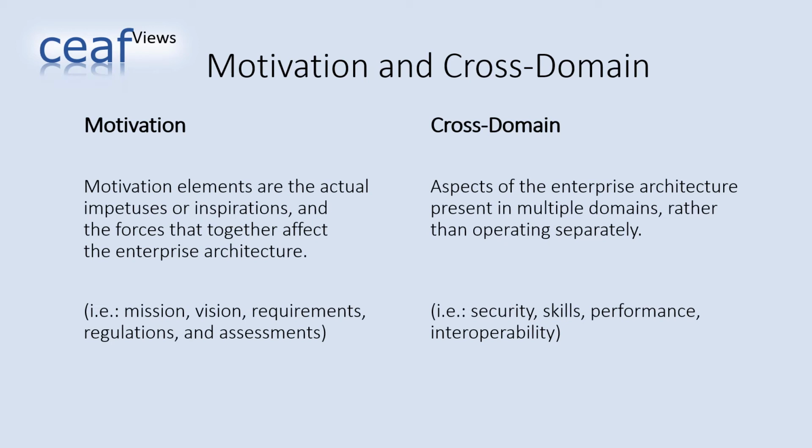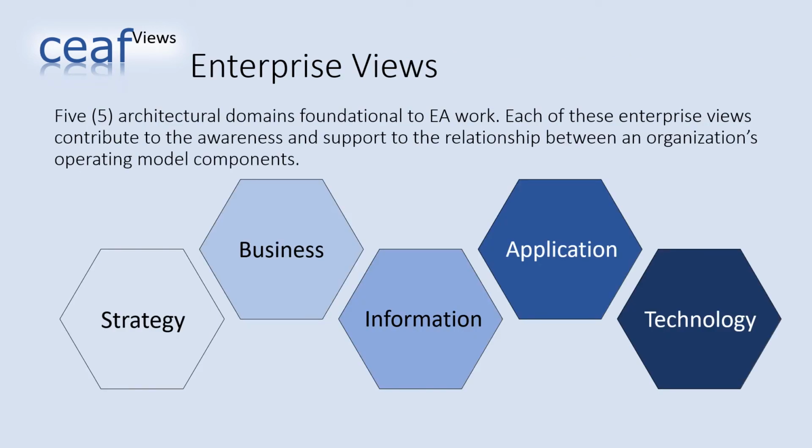There are 5 architectural domains foundational to enterprise architecture work. An enterprise's strategic, business, information, application, and technological domains were identified in the Framework Digest building block and are further explored here. Each of these domain views contribute to the awareness and support to the relationship between an organization's operating model components. They cannot efficiently and effectively exist without each other in the delivery of an organization's mission and tasked goals.